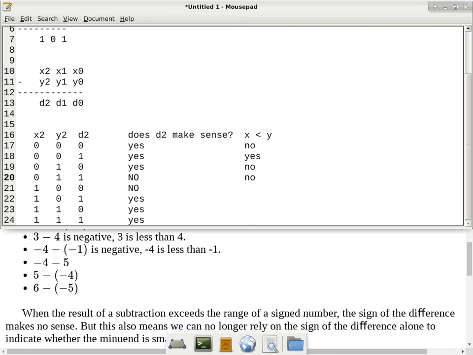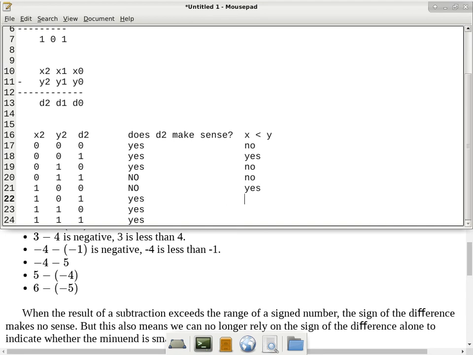Okay, x is less than y should have been a no, even though the sign bit says yes, because we know it is lying. Is that okay? Okay, what about this one? The sign bit says no, but we know it's lying. So they should have said yes, right?